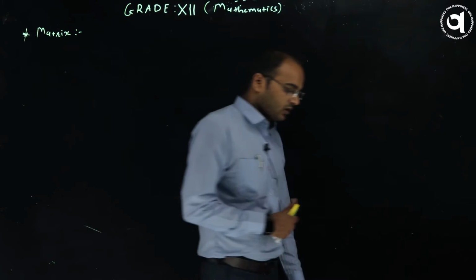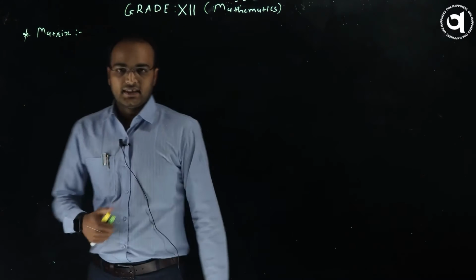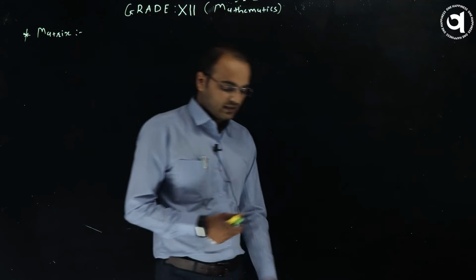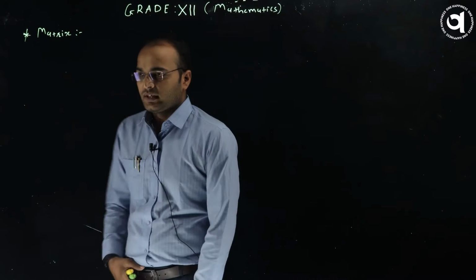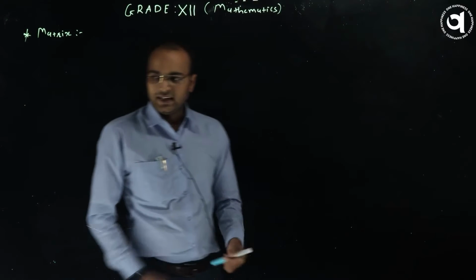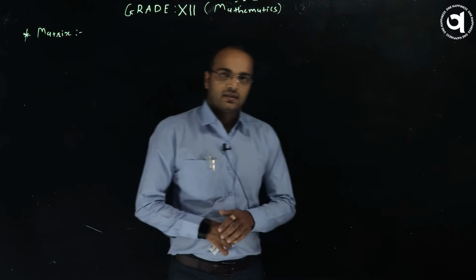The matrix was first introduced by J.J. Sylvester in 1850, and in 1858 Arthur Cayley developed the systematic theory of matrices. Okay, now let's take some observations in my class.